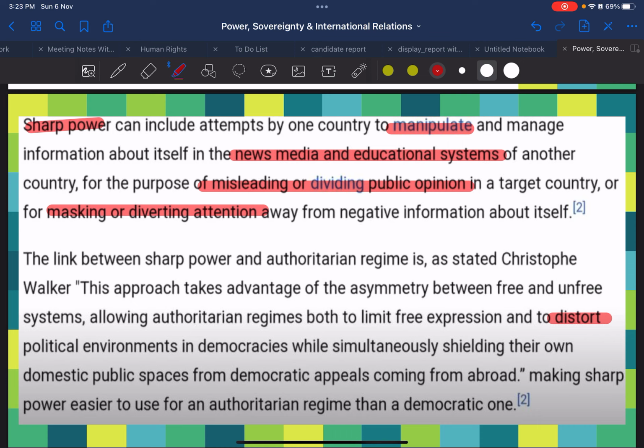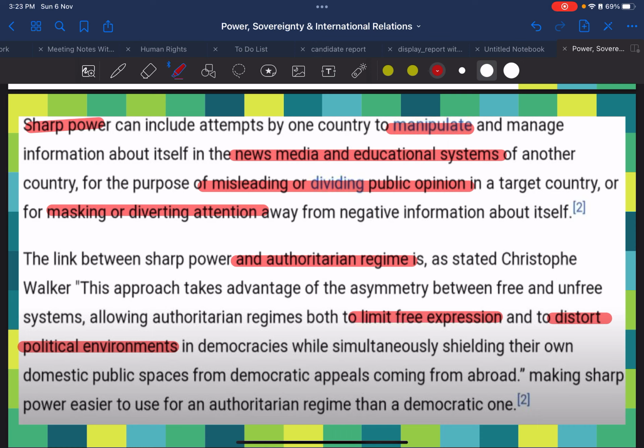The link between sharp power and authoritarian regimes is, as stated by Christopher Walker, that this approach takes advantage of the asymmetry between free and unfree systems, allowing authoritarian regimes both to limit free expression and to distort political environments in democracies, while simultaneously shielding their own domestic public spaces from democratic appeal coming from abroad. So that means it is linked by Christopher Walker to authoritarian regimes.